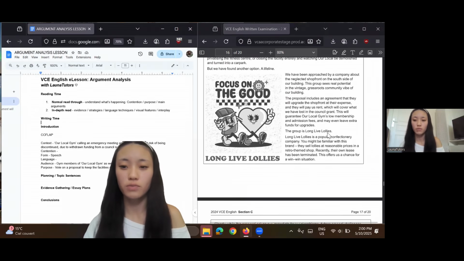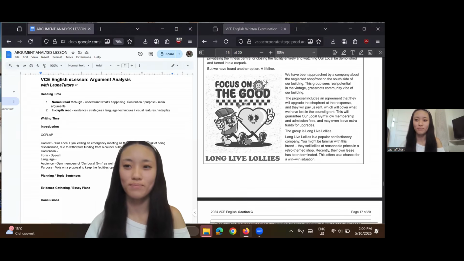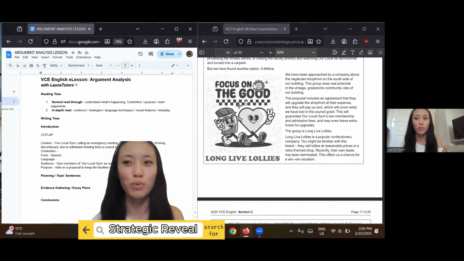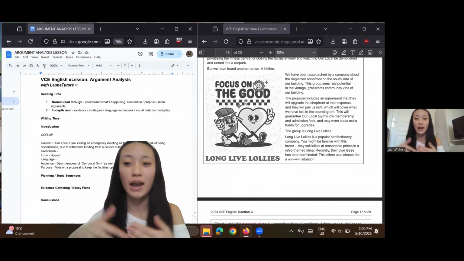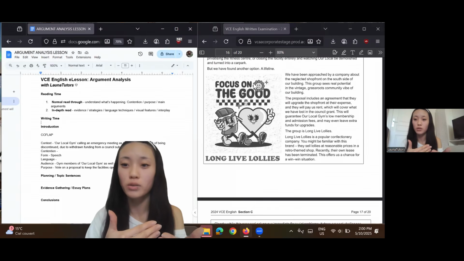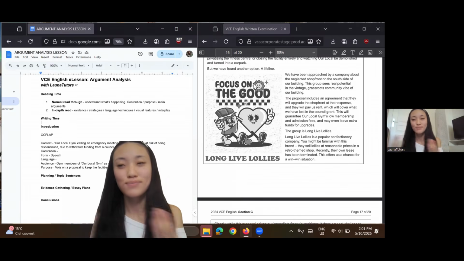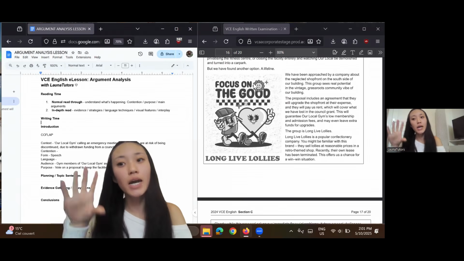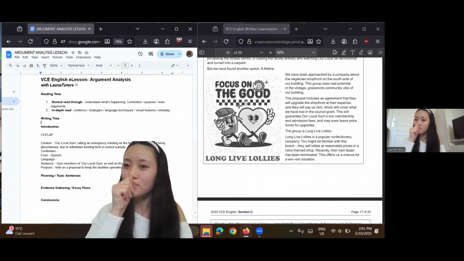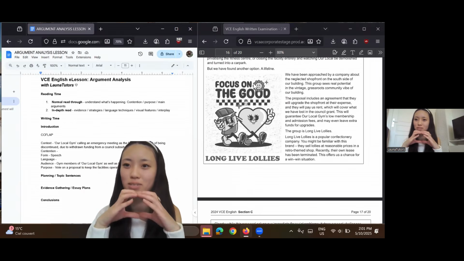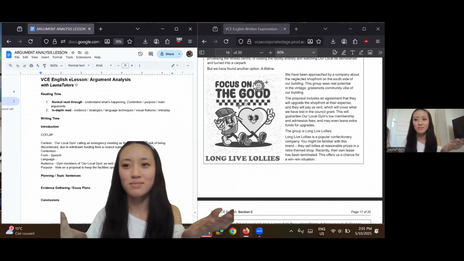The group is Long Live Lollies. Ooh, okay, it's interesting how they drop the bomb here. Throughout the whole piece, they haven't really said who the proposal is from, right? And after stating all the positives and being like, oh, they're gonna pay us rent, maybe there's more room for upgrades. Now they say it's a lolly store. Why is this controversial? Because a gym and a lolly store in the same area.